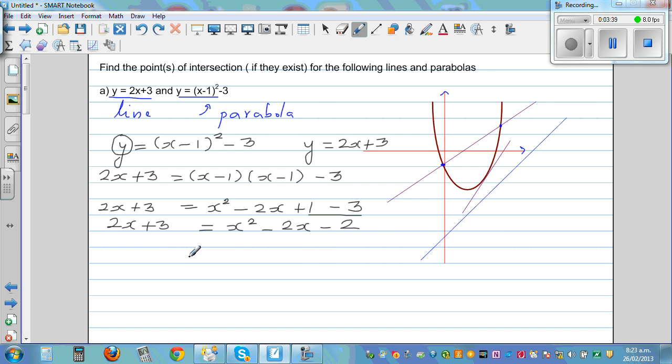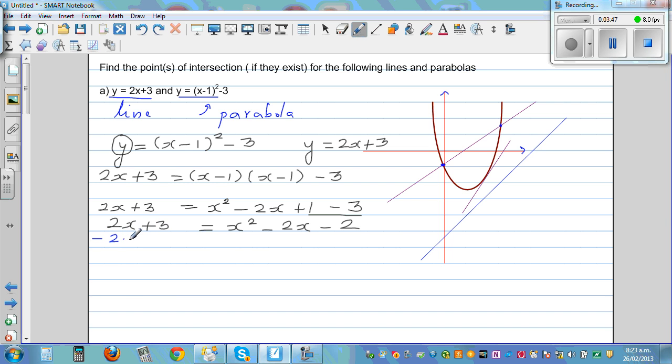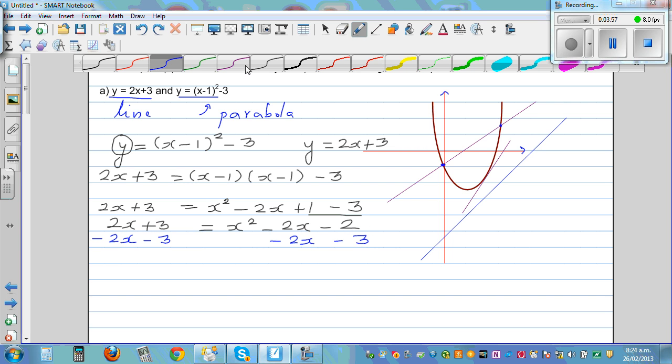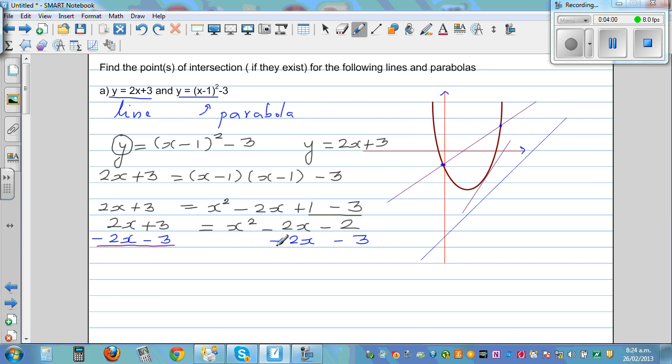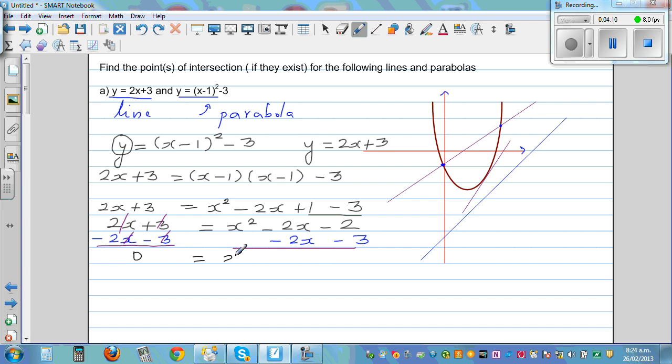Now I want to make this a quadratic equation, so I want to make one side 0. I'm going to take away 2x from this side and from this side, and take away 3 from this side and from this side. So the left hand side becomes 0, and this and this get cancelled. You're left with 0 is equal to x squared minus 4x minus 5. Let's write this in the quadratic form.